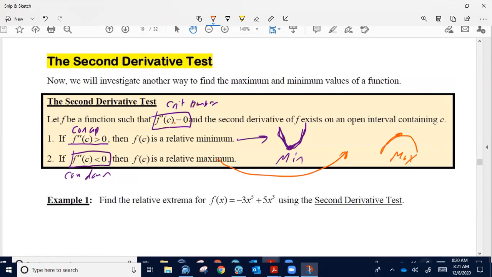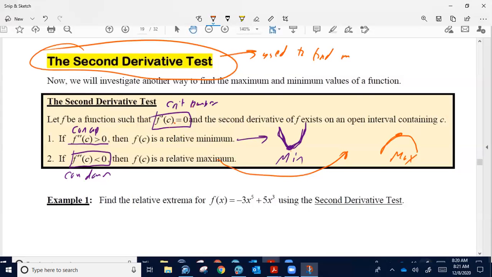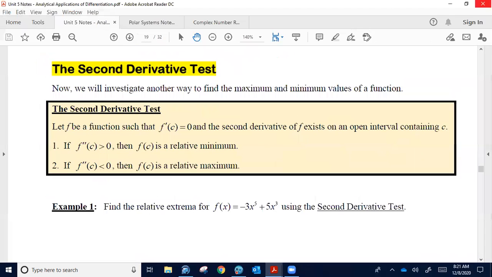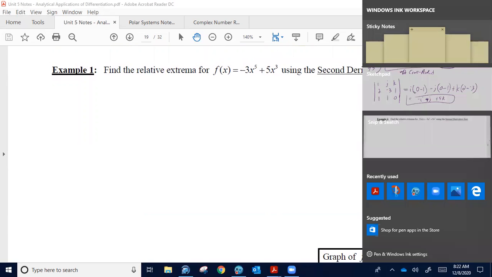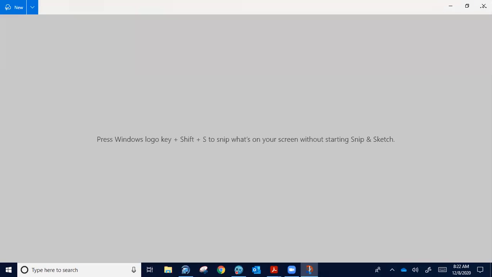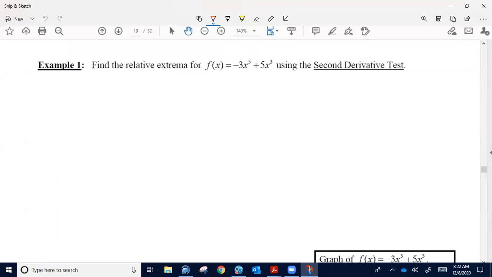So if our critical number has a positive second derivative, that makes a minimum. If our critical number has a negative second derivative, that makes a maximum. And this is called the second derivative test. It's used to find max and min, so it combines your two derivatives. So find the relative extrema. Again, extrema means max and min, using the second derivative test.